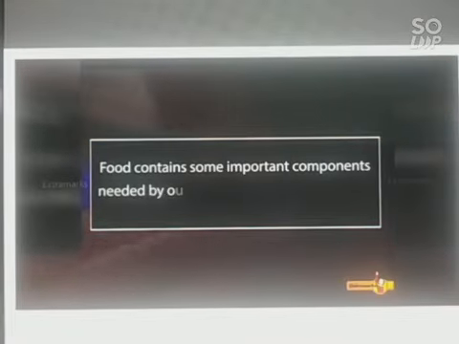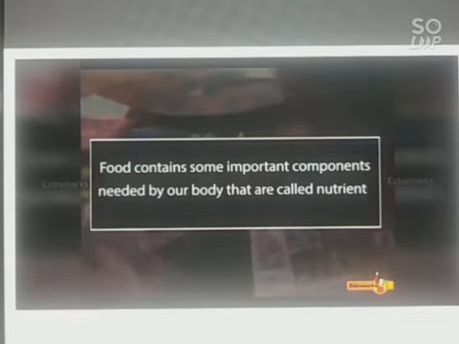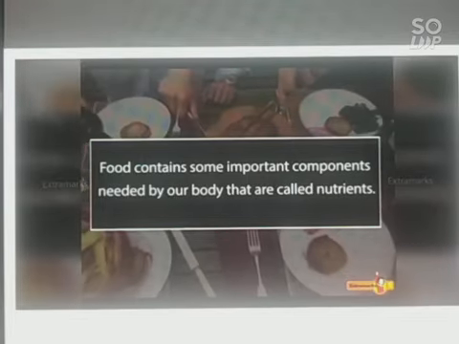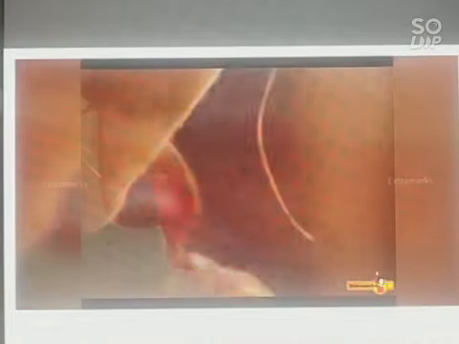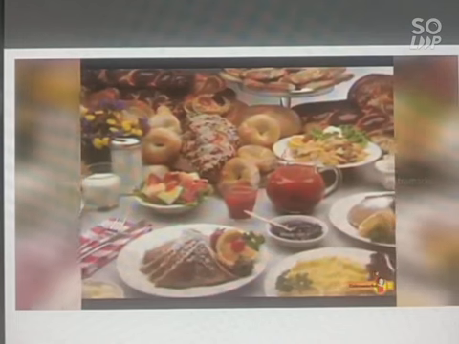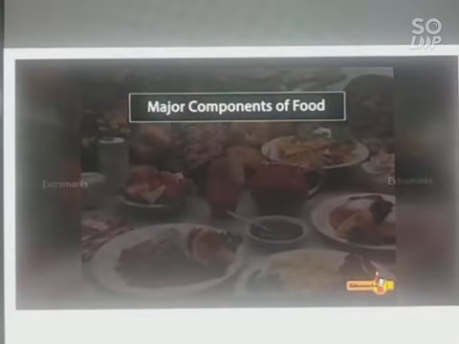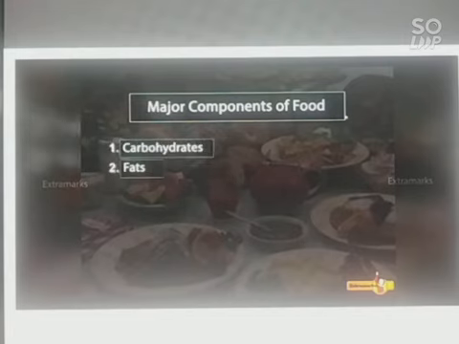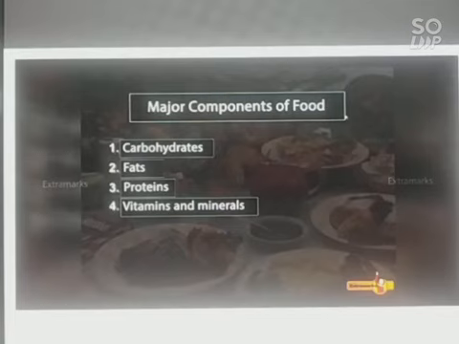Food contains some important components needed by our body that are called nutrients. The process by which organisms obtain food and use it for their growth, metabolism, and repair is known as nutrition. The nutrients present in food are carbohydrates, fats, proteins, vitamins, minerals, water, and roughage.